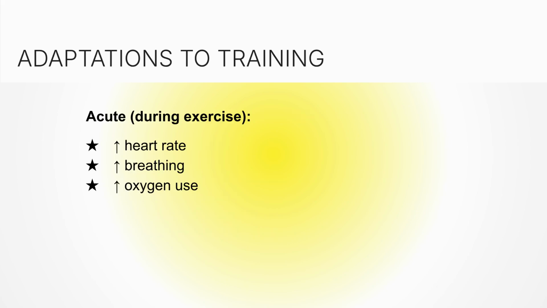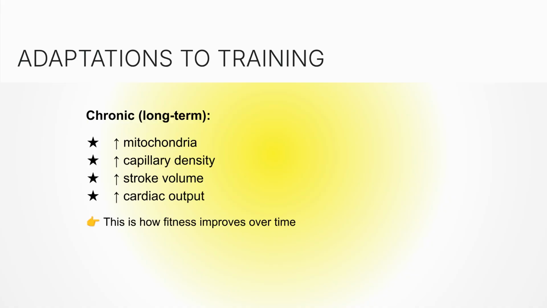The last key concepts in this chapter are understanding the body's adaptations to training. The acute adaptations, which are the adaptations during exercise, are an increase in heart rate, an increase in breathing, and an increase in oxygen use. This is something you've likely experienced as you've exercised. The body's chronic or long-term adaptations to training is really how you're able to improve your fitness levels over time. Your body will naturally increase the mitochondria, increase the capillary density, the stroke volume, and the cardiac output. So with continued training, your client will see dramatic improvements over time.